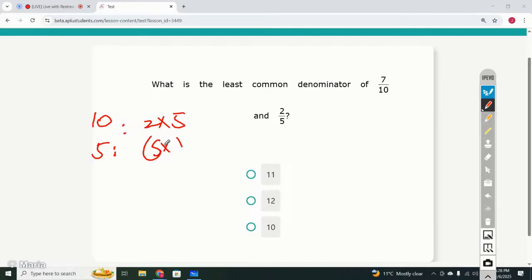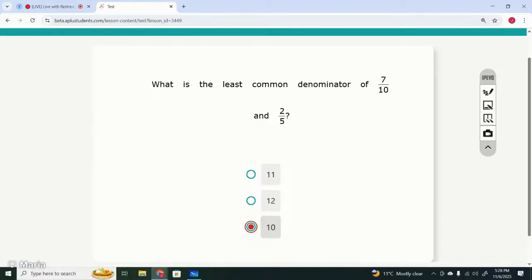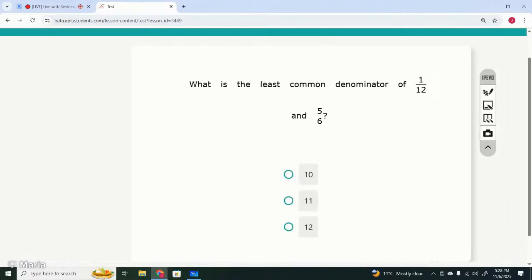So the common factor is 5 and 2 is the non-common factor, right? So 5 times 2 is 10. So the least common denominator is 10. Got it? So the least common denominator is 10. Option number 3 is the correct option.